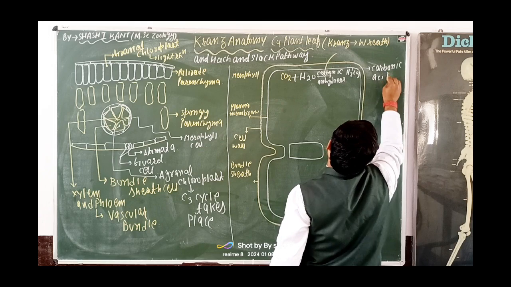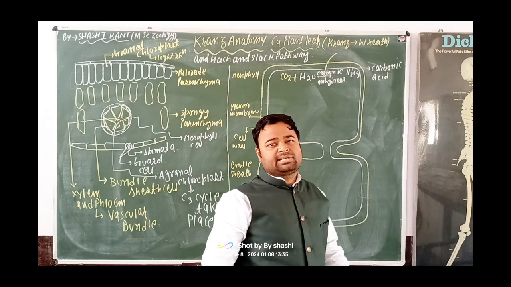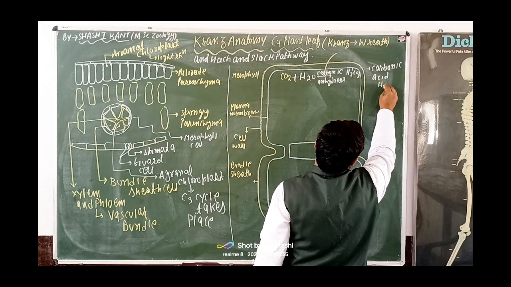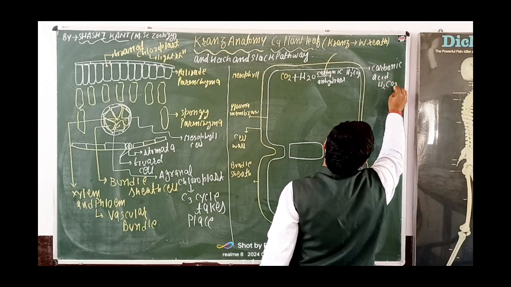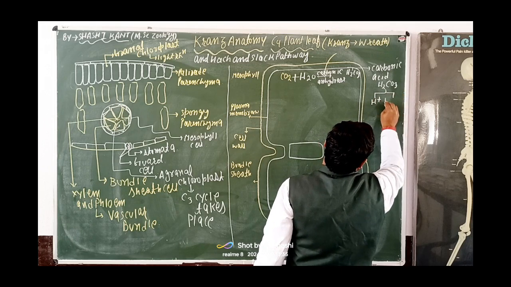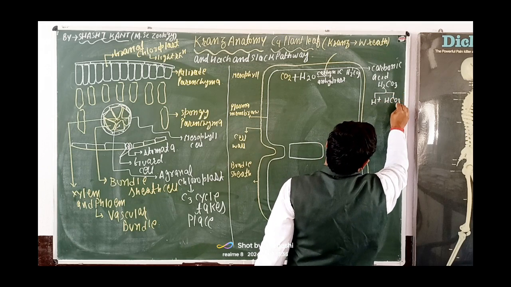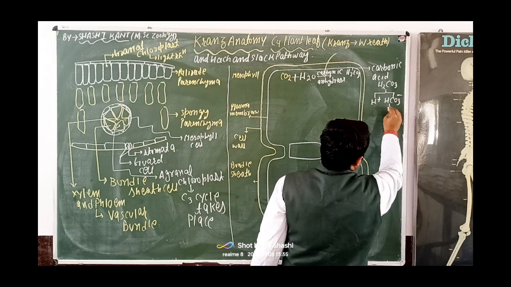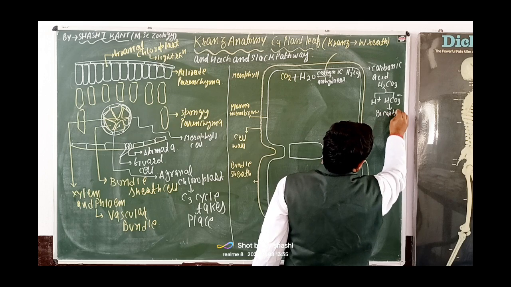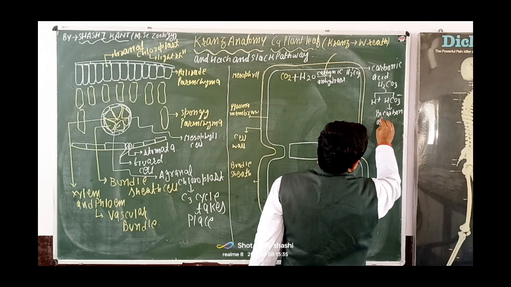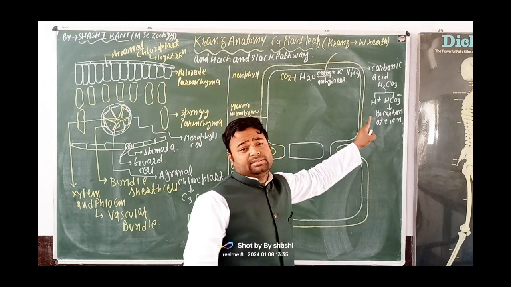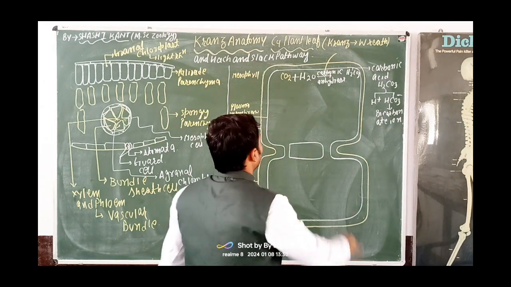Acid is formed. H2CO3, carbonic acid, is formed. When this H2CO3 gets dissociated, it gives out H plus and HCO3 minus. Got it? This HCO3 minus is the bicarbonate ion.